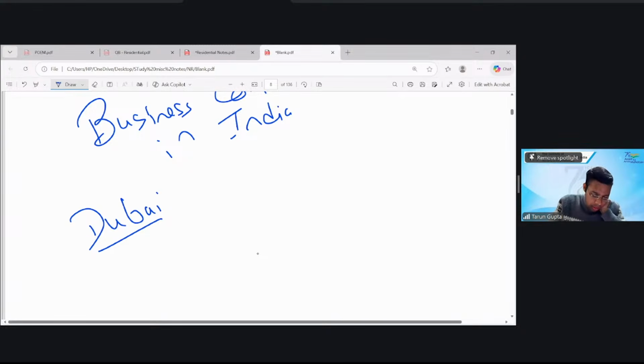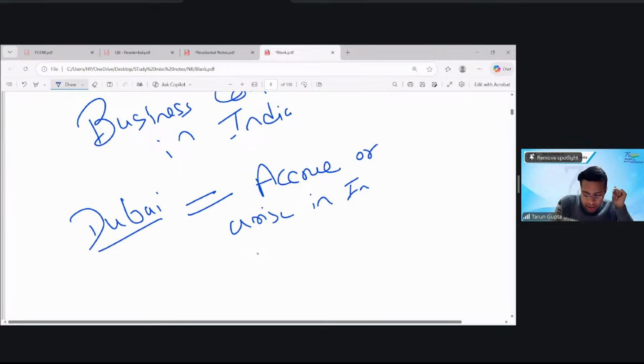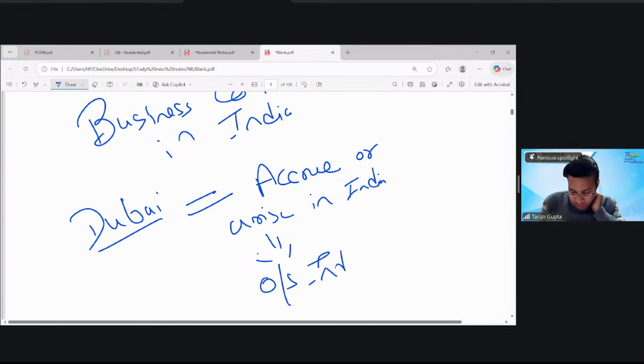So the business of this builder, the building of houses and selling the houses, the income from such business accrues or arises in. Tell me where? I told you, the income accrues where the activities are performed. So income is accruing outside India, in Dubai, because the houses are built in Dubai.